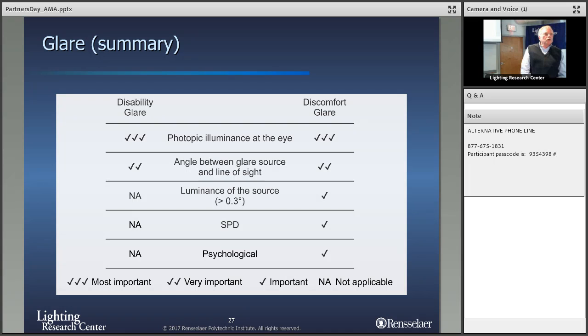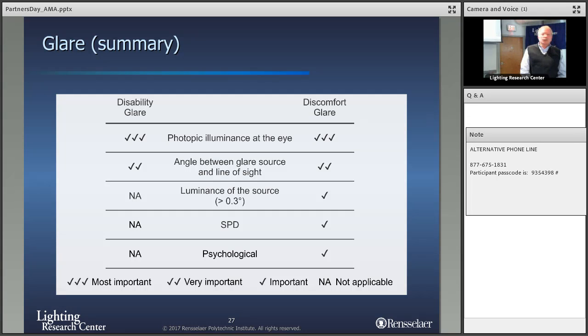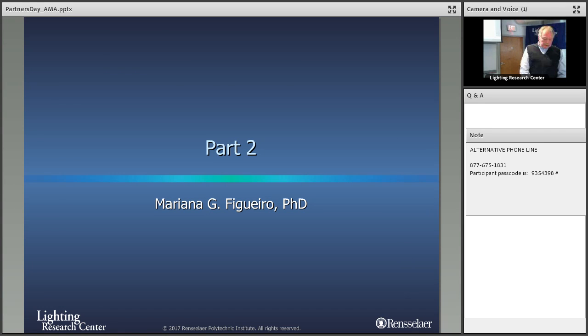So again, if you're going to make statements about the impact that light is going to have, we have to know the difference between discomfort glare and disability glare, and we have to be able to do the quantities in such a way that we can come up with a meaningful answer. Remember, keep it simple, but not too simple. So I'm going to turn this over now to Mariana, who will then talk to you about the circadian effects.